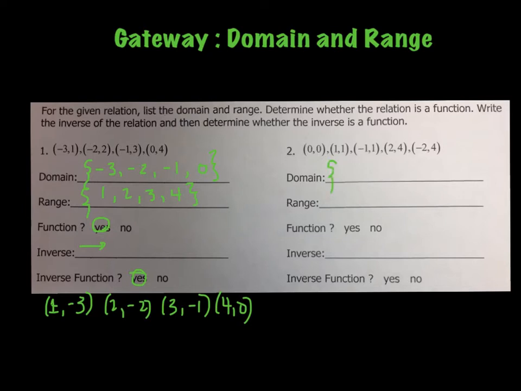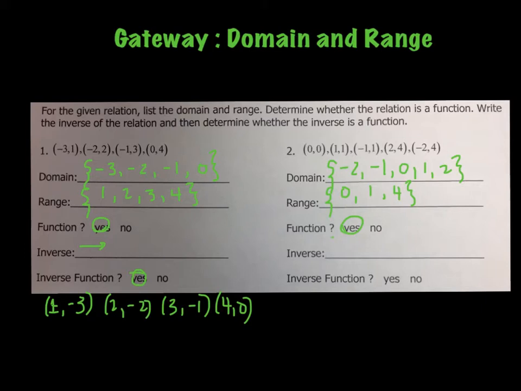I have domain of, let's see, smallest, -2, -1, 0, 1, and 2. I have range of 0, 1, and 4. I don't list them twice. Is this a function? I don't have an x that goes to a different y, so yes, it would be.